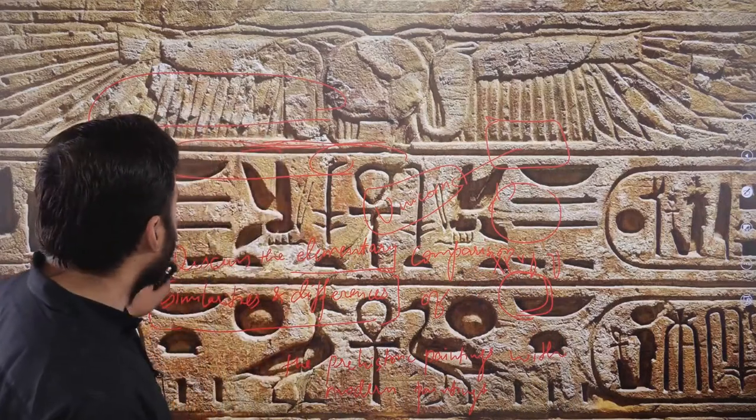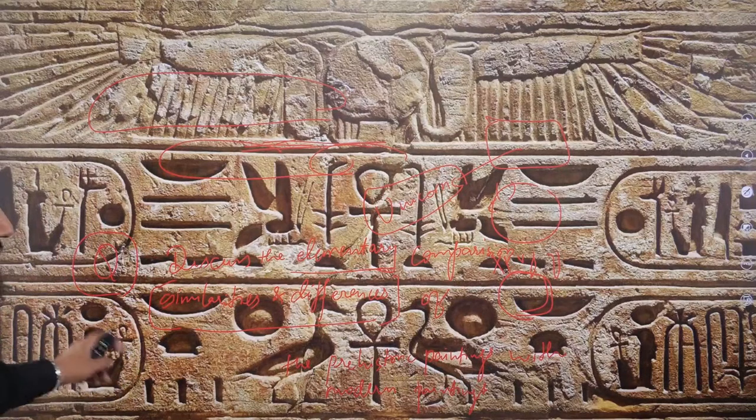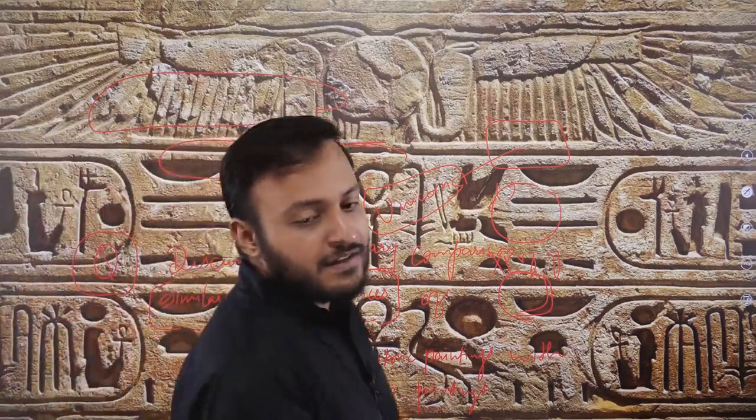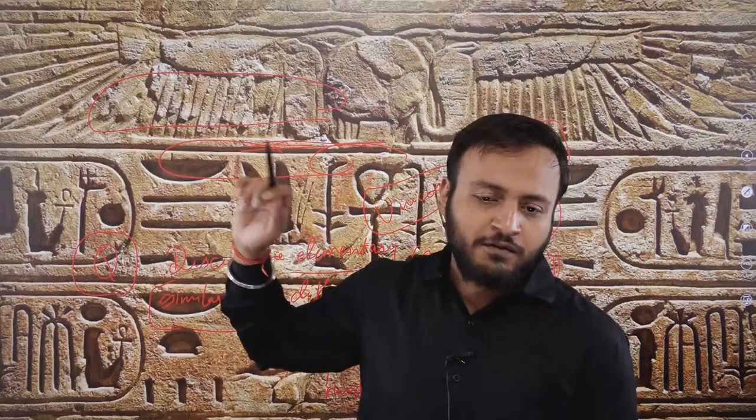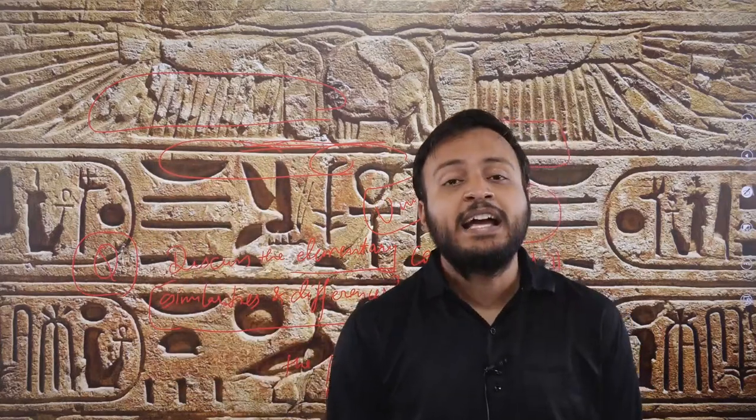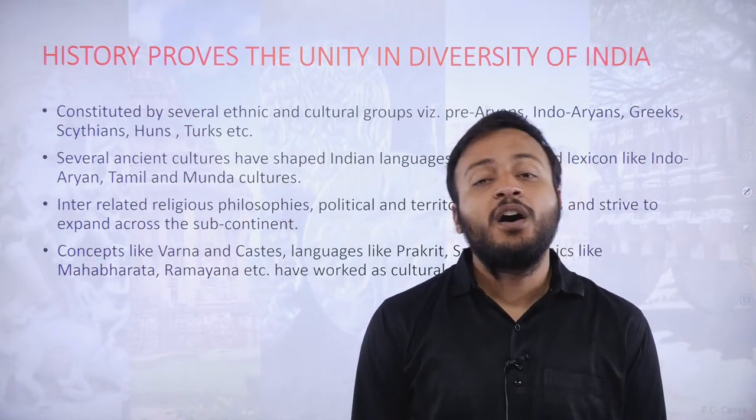For example, this picture shows different symbols, and these symbols are connected with the Egyptian civilization. There used to be a pattern in the symbols used here, and this pattern has been decoded. From these patterns only, we are able to understand the life and the details of the history of the Egyptian civilization.